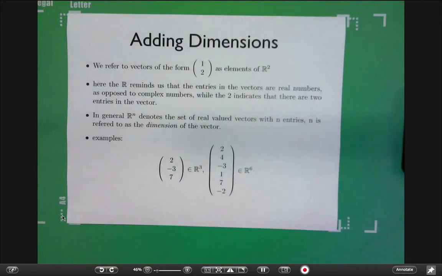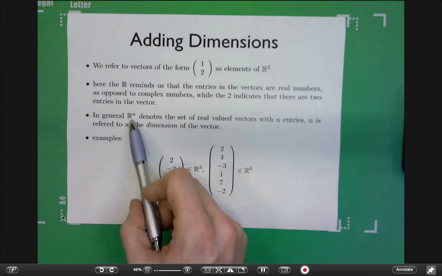So I think this is just restating what I said before, that these are real vectors. It's a vector space over real numbers. You could also have complex numbers or even quaternions or whatever. Most of the time we'll be dealing with real vectors.